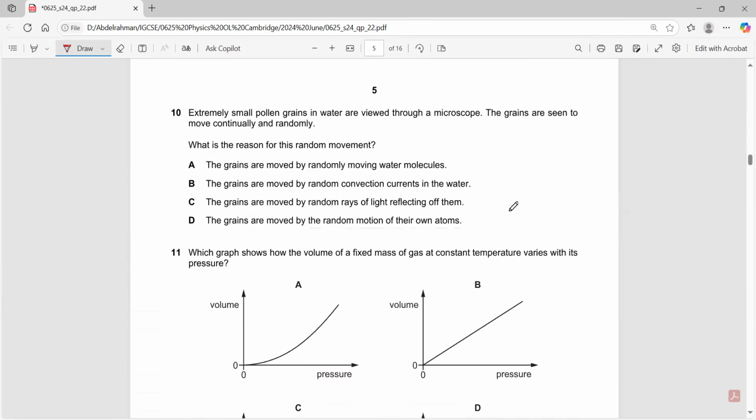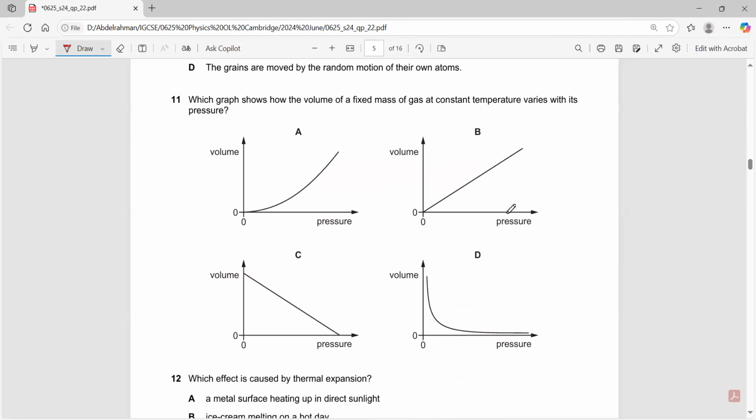Extremely small pollen grains in water are viewed through a microscope. The grains are seen to move continually and randomly. What is the reason? Brownian motion. The grains are moved by randomly moving water molecules. Yes, by randomly moving water molecules. This is the correct answer.